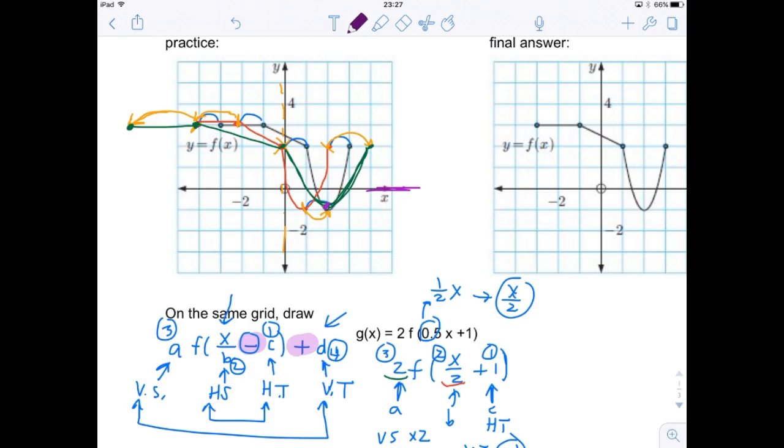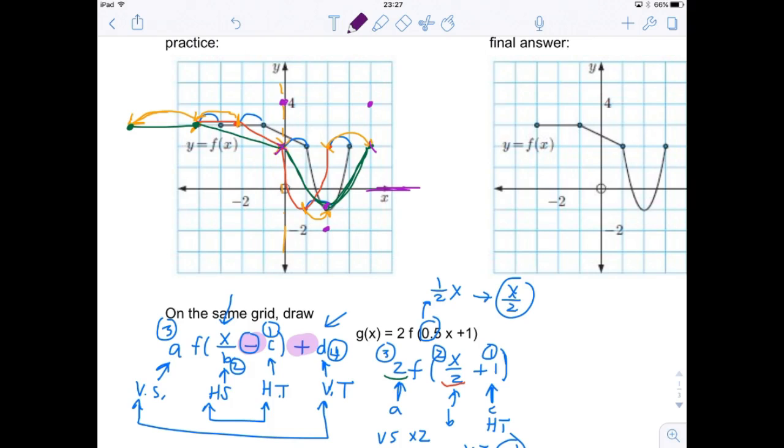So this point is 1 unit away from the x-axis. I'm going to move it double away, so it's going to be 2 units away from the x-axis. This point here is 2 units away from the x-axis, so I'm going to make it 4 units away from the x-axis. This point here, which is on the x-axis, is 2 units away from the y-axis. I'm going to make it twice as far, 4 units away from the x-axis.